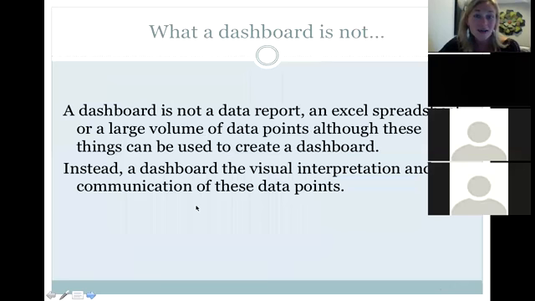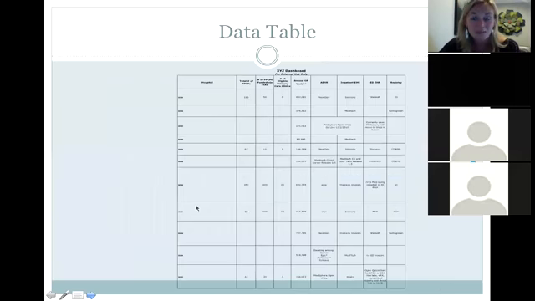So that's another option. The bottom line is a dashboard is not a data report or just an Excel spreadsheet. It has to be an interpretation. This is what one site sent me. Oh yeah, we have a dashboard. I'm like, that's not a dashboard, it's a table. It's a busy table I can't understand.